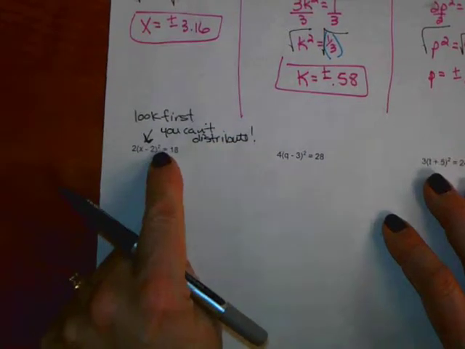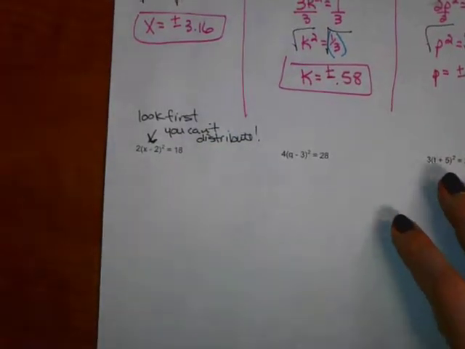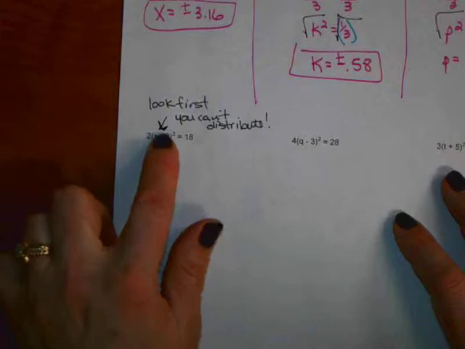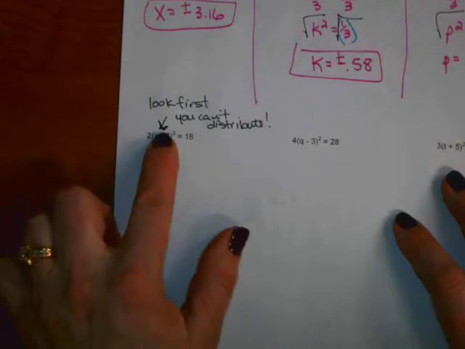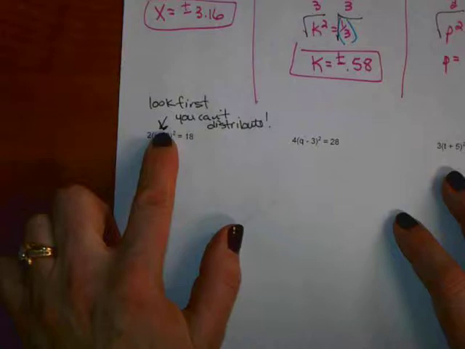Because of that square outside of there, you can't distribute. So let's just pretend there's some unknown value in there. What would I do first in solving this, do you think? It's 2 times that stuff, so what would I do? Divide each other by 2.